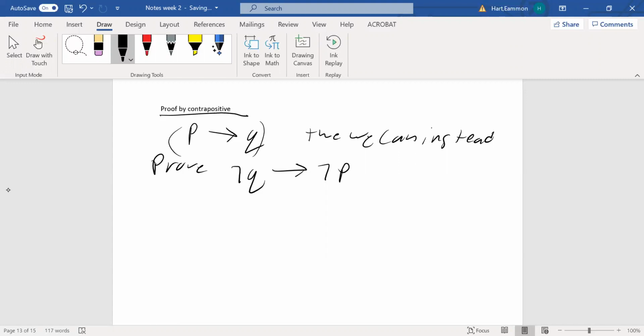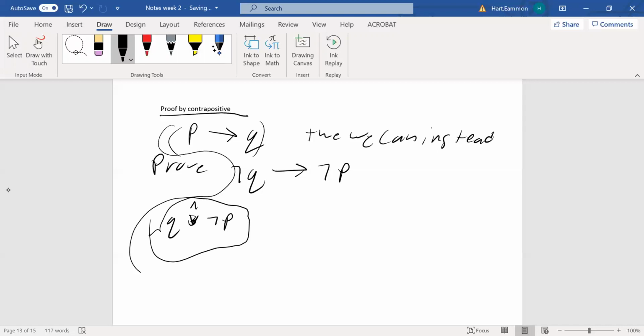P implies Q is technically Q or not P. Sorry, Q or not P. And that is equivalent to this. So don't get too hung up on that because we're not really talking too much about the symbolic logic, but be aware that all of these three statements are equivalent.